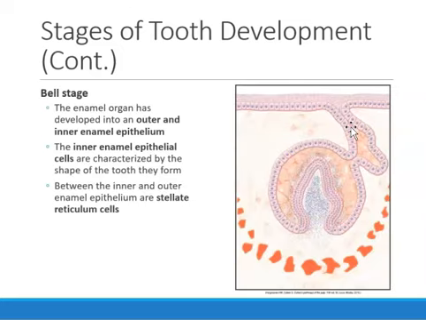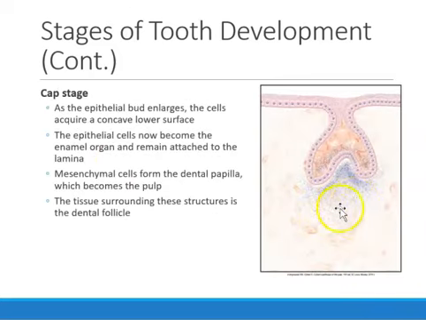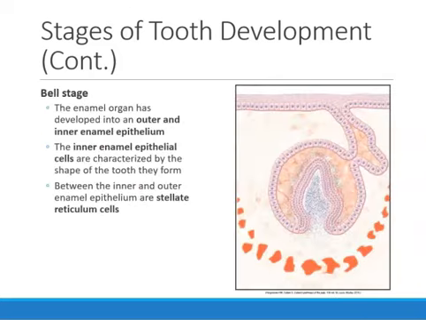It's developing more and more, and now we're at the bell stage. Now you can see a further dip. The cap wasn't as dipped; there's a slight concave there, but with the bell, it's further in. That dip gets extended into this area over here. So what do we see here? This is your enamel organ. This is called the outer enamel epithelium, because it's on the outside, and this over here is called the inner enamel epithelium.